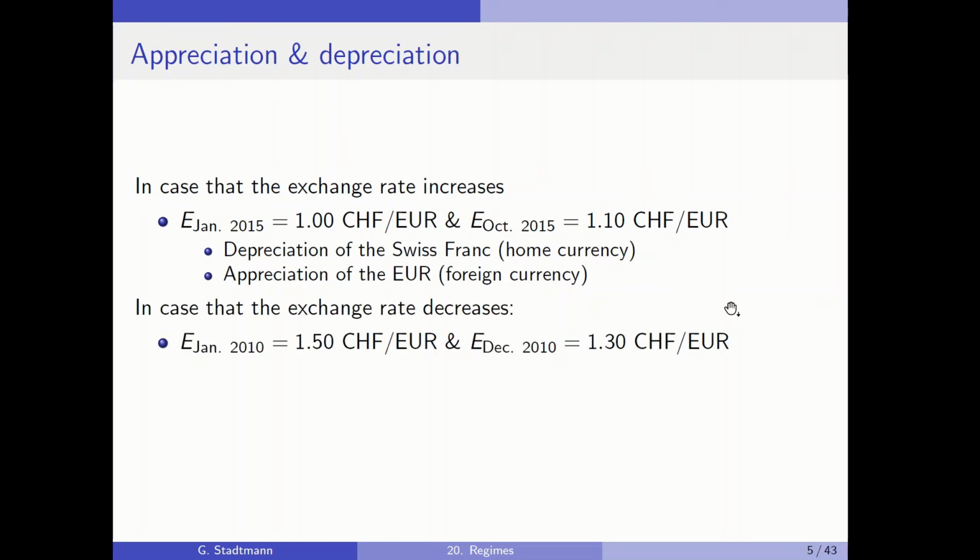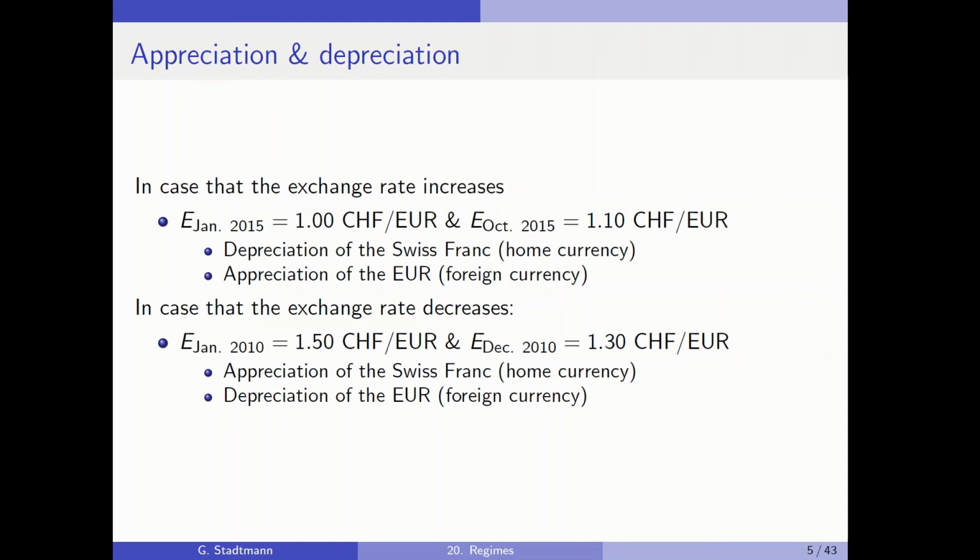In case the exchange rate decreases, for example, in January 2010, the exchange rate was at 150 Swiss franc per euro, and in December 2010, the exchange rate was at 130 Swiss franc per euro. Then we talk about an appreciation of the Swiss franc. The home currency appreciates, and it is also a depreciation of the euro, a depreciation of the foreign currency.